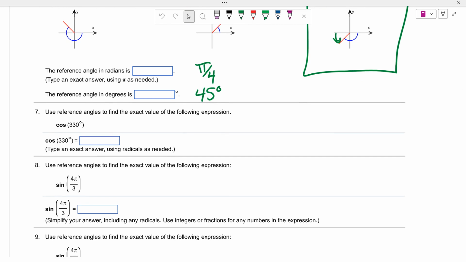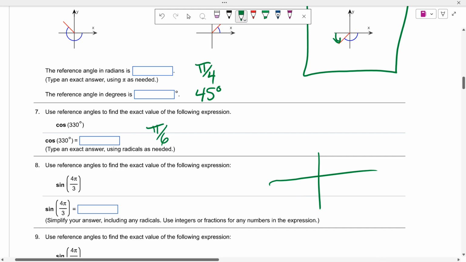The cosine of 330 is the same as the cosine of 30. Cosine of 30 is pi over 6. Okay. Sine of 4 pi over 3. 4 pi over 3 is down here somewhere. Okay. It's actually a little further down. It's more down here. Okay? That's the same as up here.